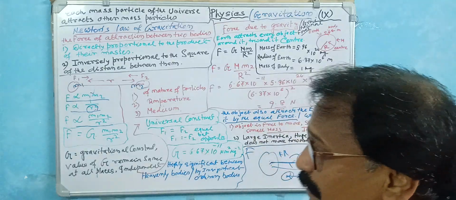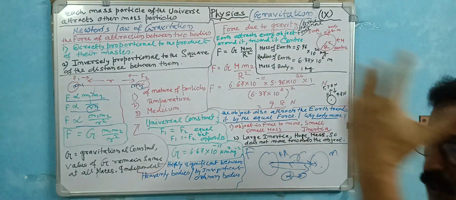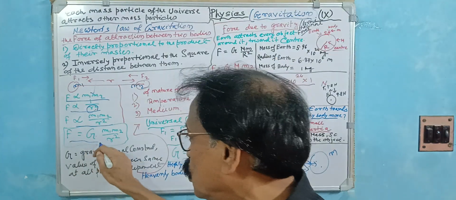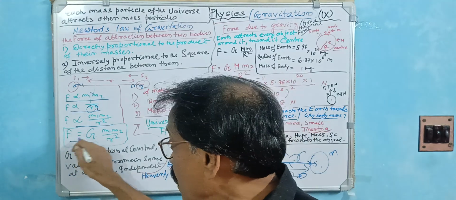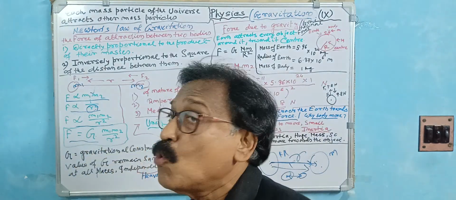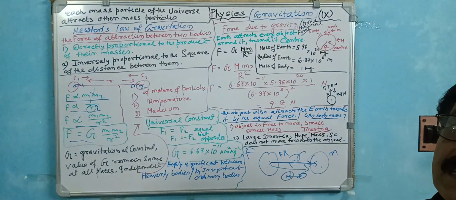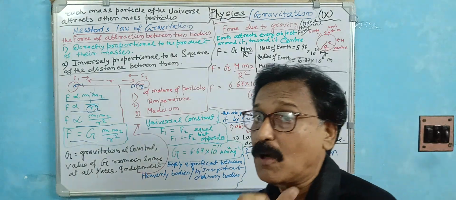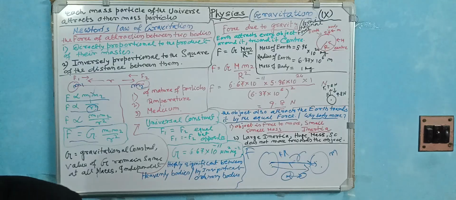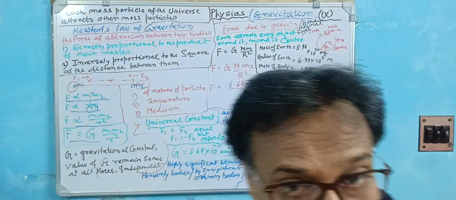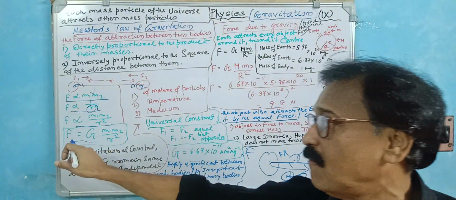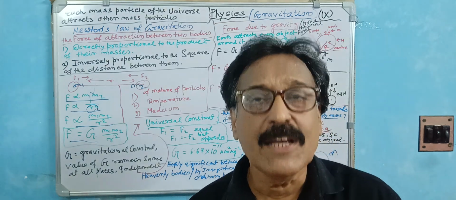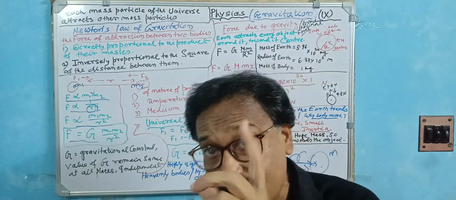From there, in the case of variation, we introduce some constant G. So F is equal to G M1 M2 by R square. From there, G, the gravitational constant, is developed. This is very important. In the case of the gravitational law, the force of attraction between two bodies in the universe, they attract each other. That is the natural phenomenon.